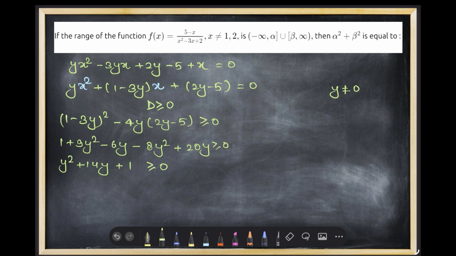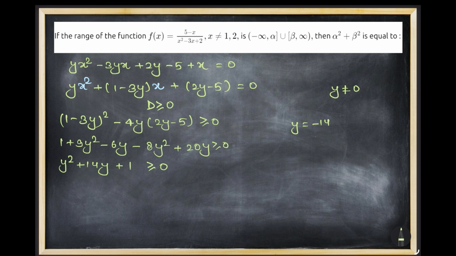Now if you try the factorization, you cannot do the factorization. So I'll go with Shridharacharya rule. So y equals minus b plus minus root under b square minus 4ac, over 2a. So it is minus 14 plus minus root 192.